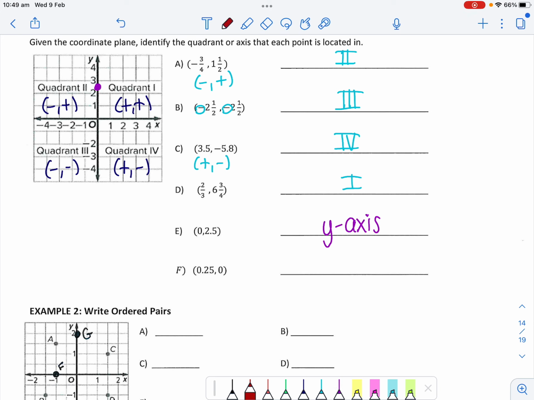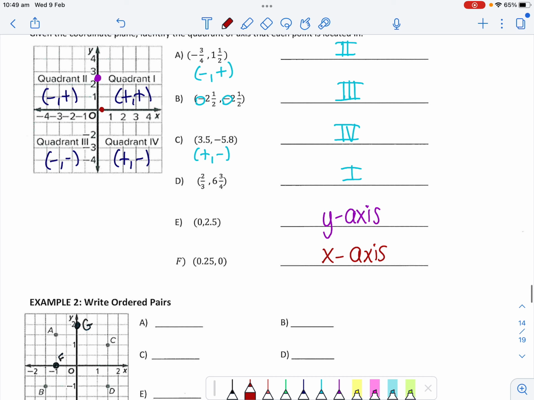0.25, 0 is the same thing. So 0.25, 0 means go to the right to 0.25, which is in between 0 and 1, closer to 0. And then we stay on the x-axis. So this one is going to be the x-axis. So again, ordered pairs are x, comma, y. So when my x is 0, I'm on the y-axis. When my y is 0, I'm on the x-axis.